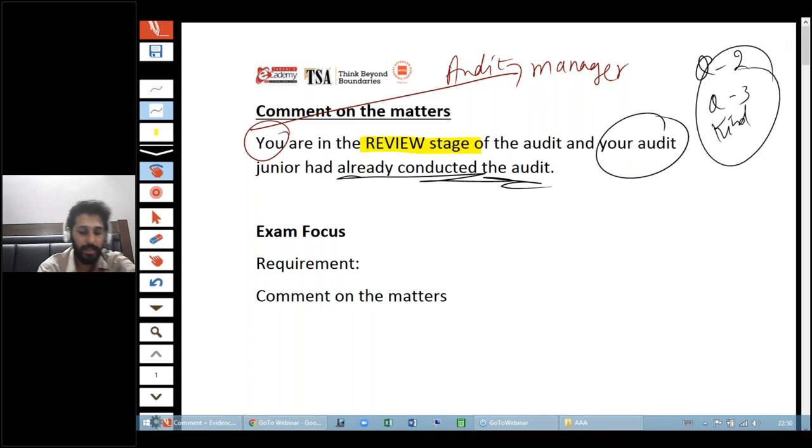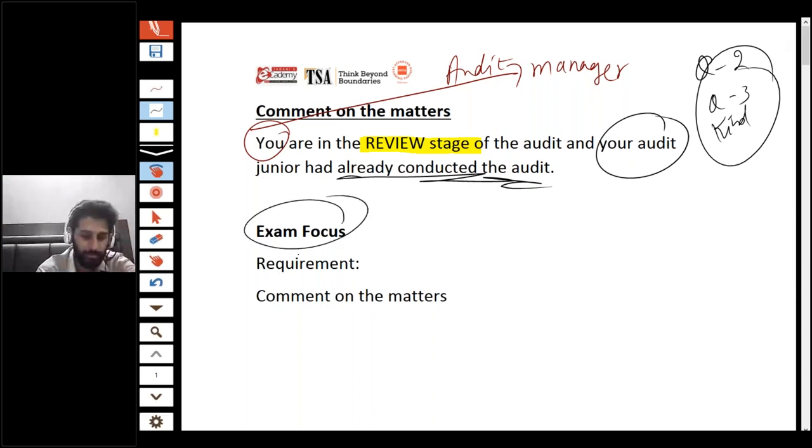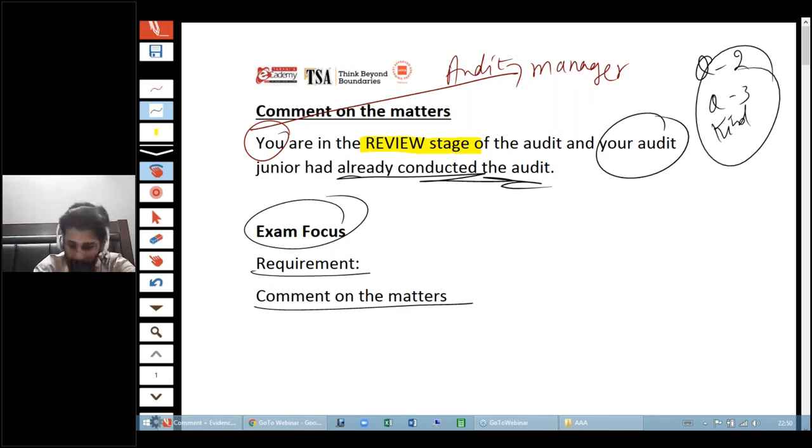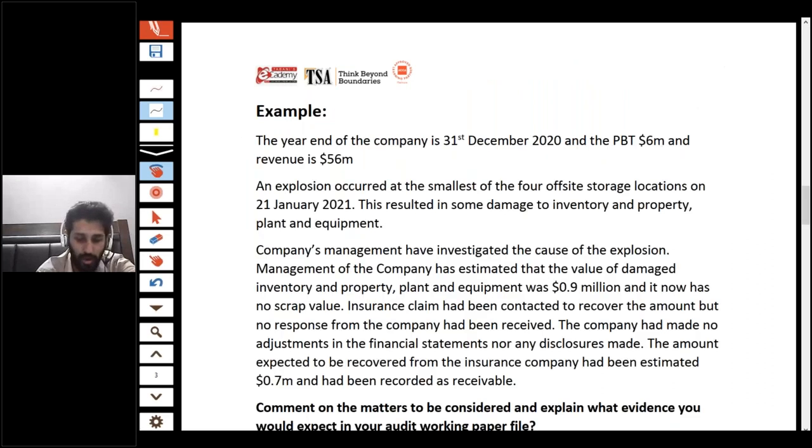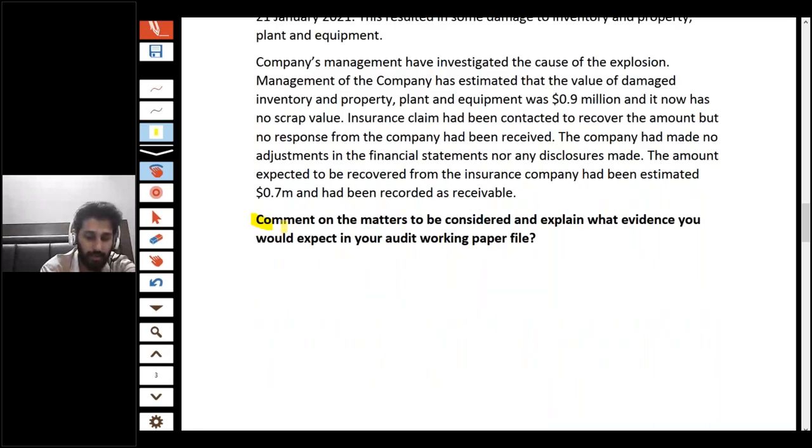Then the exam focus requirement is to comment on the matters. And what evidence will you expect? It will be combined together that way. This is the example. You can simply read out the requirement. It's written: comment on the matters to be considered, and explain what evidence you would expect in your audit working paper file. So comment on the matters and explain the evidence. This is the requirement examined together.